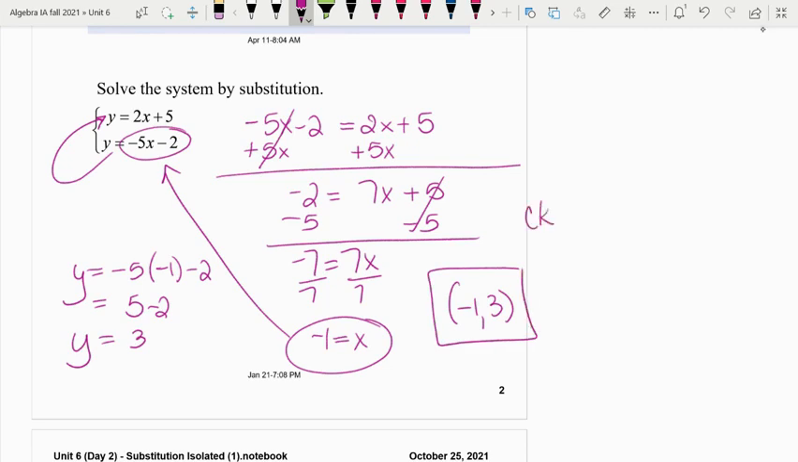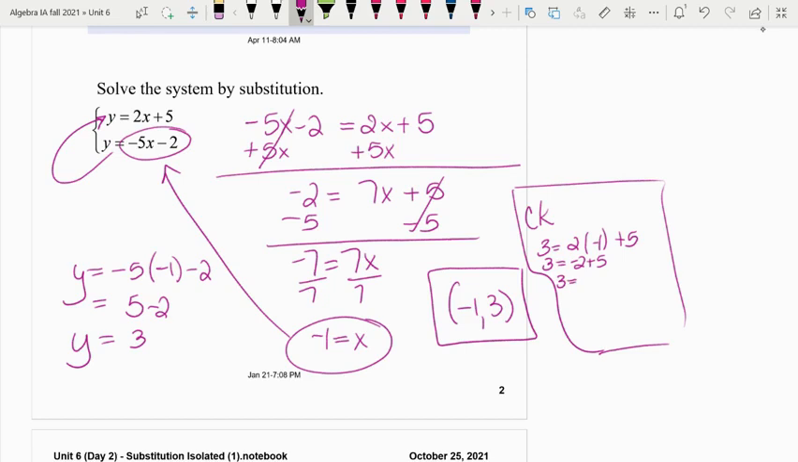I'm going to do a check here on this one. So does y, which is 3, equal 2 times negative 1 plus 5? So does 3 equal negative 2 plus 5? 3 equals 3, yes. And check the other equation. Does 3 equal negative 5 times negative 1 minus 2? So does 3 equal 5 minus 2? 3 equals 3. That's a yes. So this is okay.